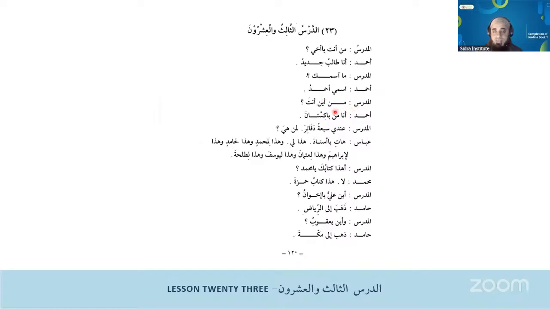Next, the teacher says, Min أين أنت? Where are you from? Min means from, أين means where, and أنت means you. Notice here, أين is a word which is mabni, so it won't be governed by the harf jar min. We will still say min أين, we won't say min أينٍ. Ahmed replies, أنا من Pakistan. I am from Pakistan.